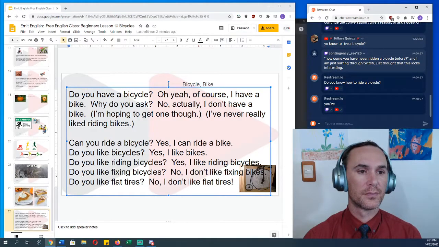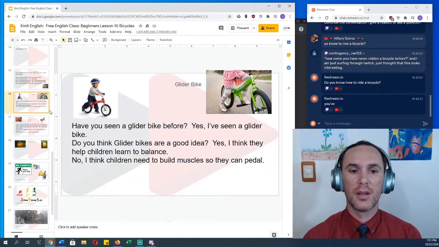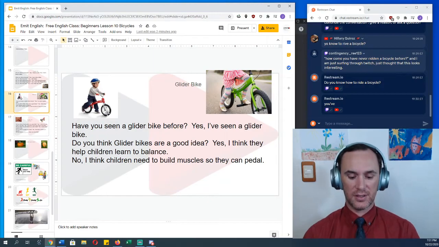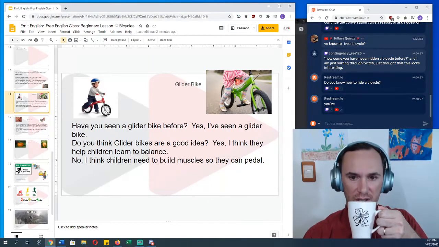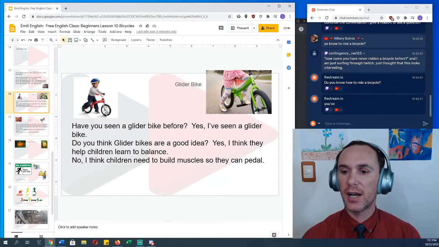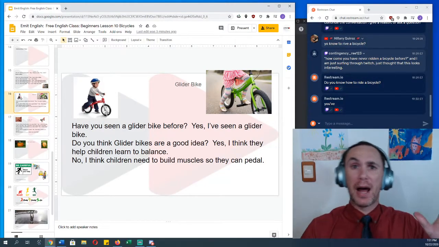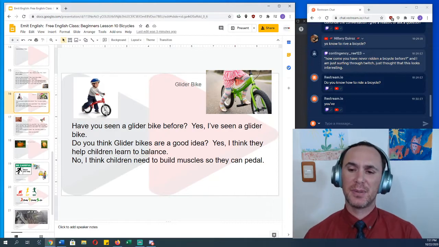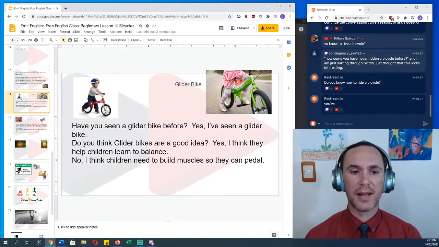Okay. So let's go to the next question and answer slide. A glider bike. Glider bikes are really popular right now in the United States. People have figured out that one of the things that little kids have the most trouble with is the balancing part of riding a bike. And glider bikes help little kids learn to balance.